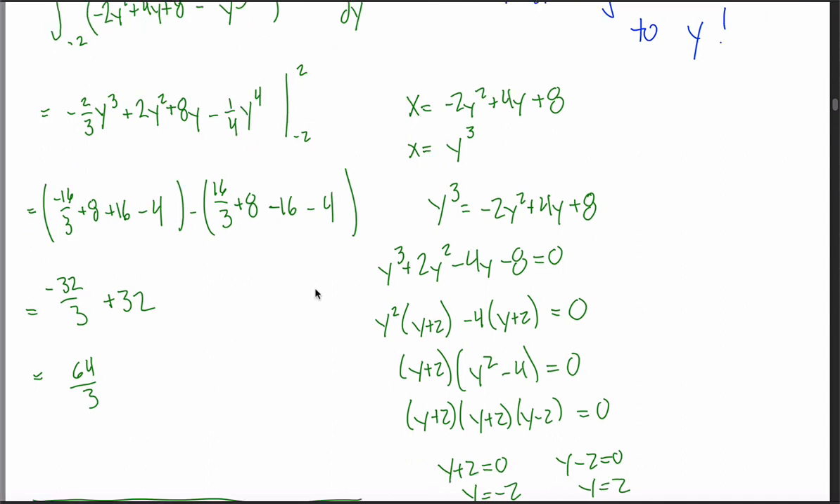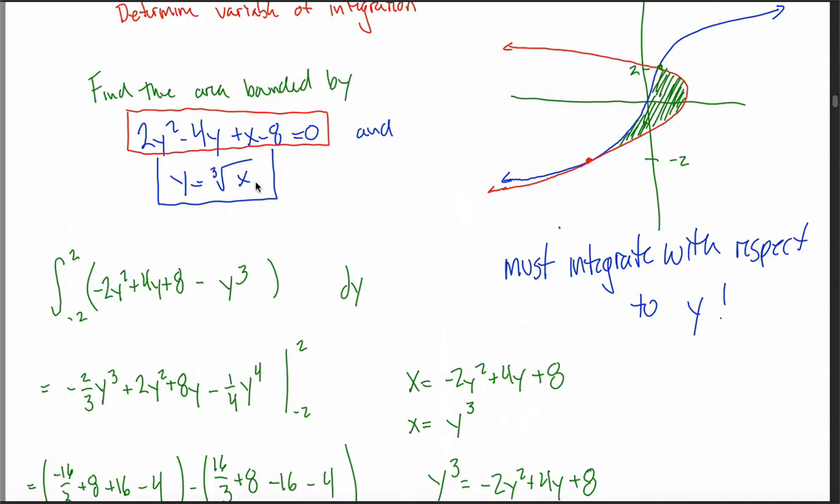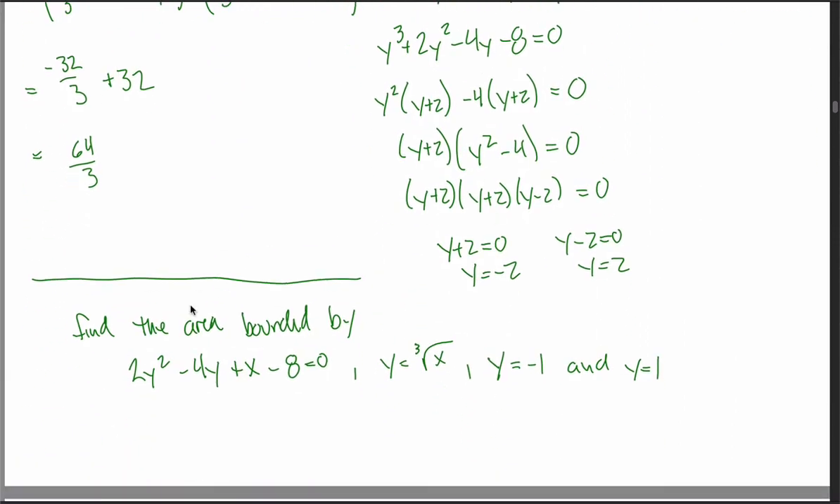All right, one last thing I want to show you. I think I can just reuse this example to add on one more concept without actually doing a whole other example. Instead of being asked to just find the area bounded by these two curves, maybe you'll run into cases where you're asked to find the area bounded by four curves, right? We have this same curve, 2y squared minus 4y plus x minus 8 equals 0, and y equals the cube root of x. Those were the two we saw above.